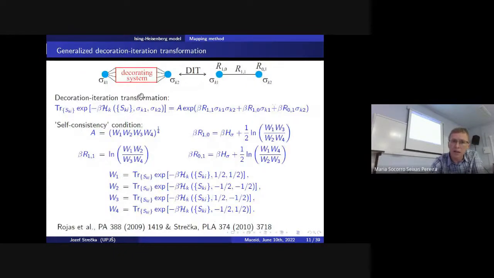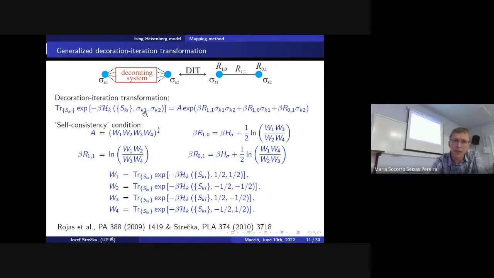The idea is that if you have any decorating system, you can trace out degrees of freedom if it's coupled to 2 Ising spins, and you can replace it by the effective coupling and effective fields acting on these corner Ising spins. And that's what is mathematically written by this transformation, containing some multiplicative factor A, effective interaction R11, and effective fields R10, R01 acting on the left and right spin.